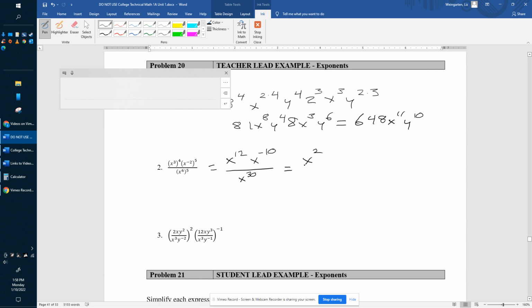So we have x squared over x to the 30th. Now again, remember, you're not dividing exponents here, you're subtracting them. So take 2 x's off the top, 2 x's off the bottom. We get 1 over x to the 28th.